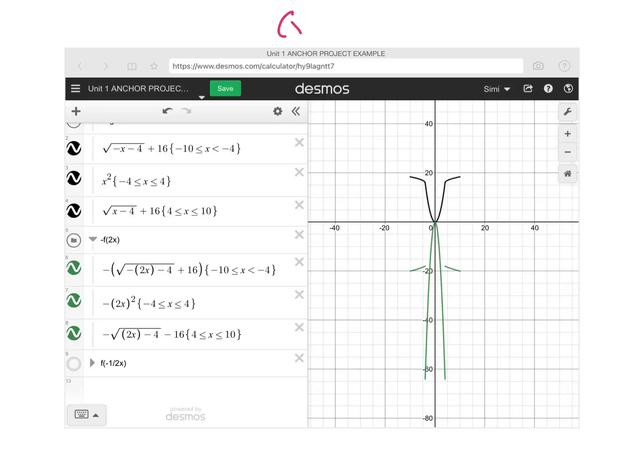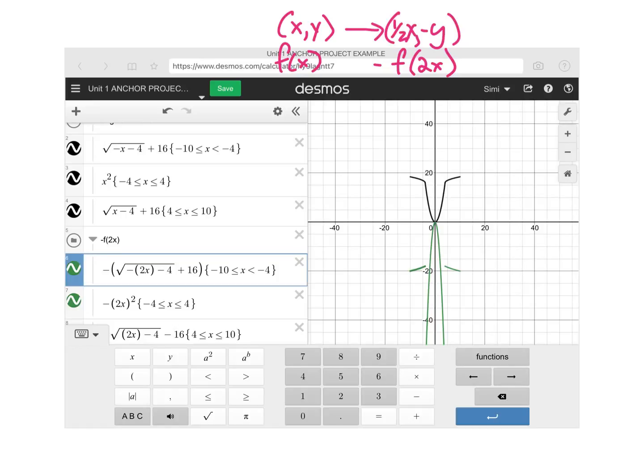If I have x, y on my original function, then when I change it to this, that means all my y's become negative and all my x's become half, right? Half x. So here on my domain, I need to go ahead and divide 10 by 2 and 4 by 2.